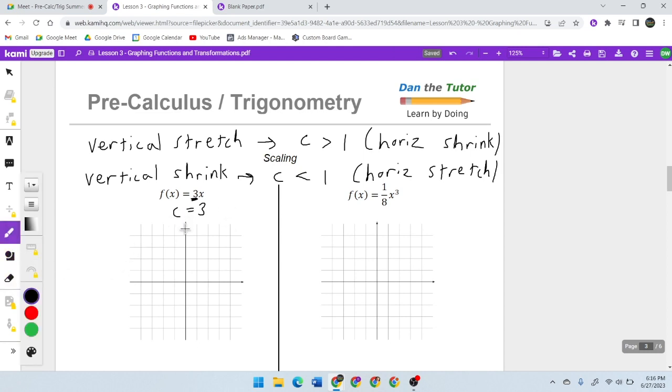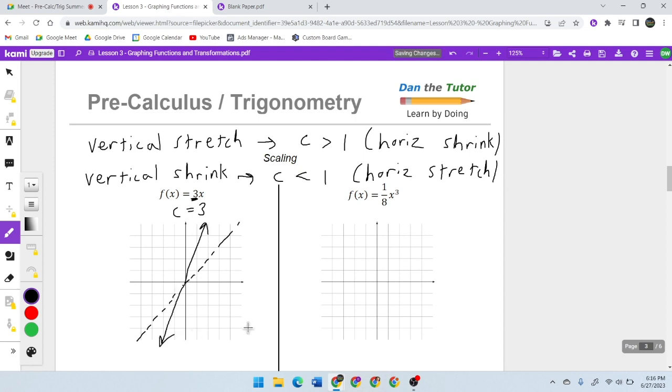So for this first one here, it's the function f of x equals 3x. So again, I'm going to draw my original function as a dotted line. And then the vertical stretch, since it's greater than 1, is going to make it stretch more vertically. It's going to look something like this.